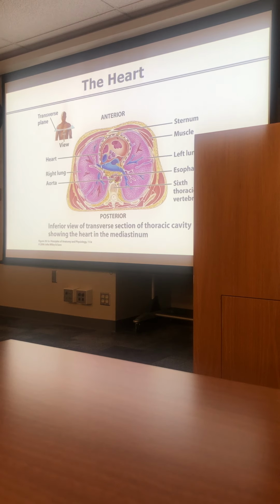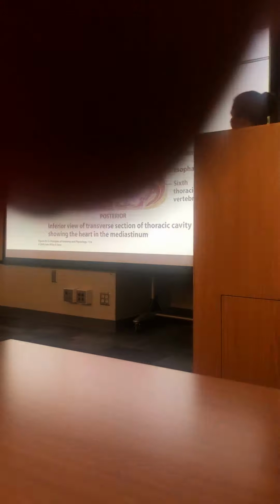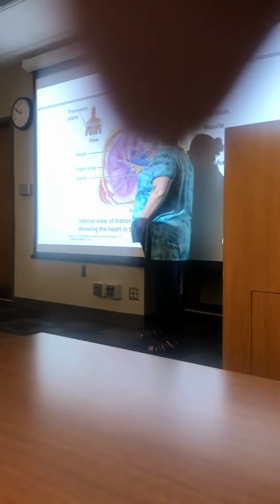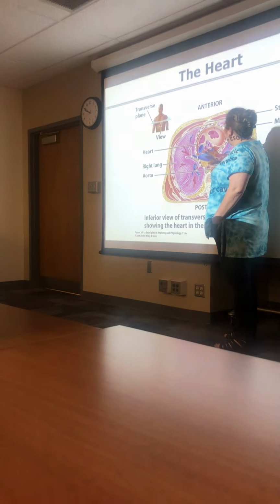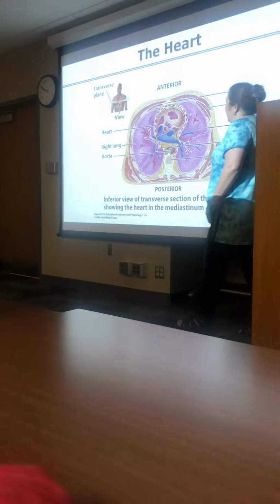So this is going to be looking at a transverse section of the thoracic cavity, and when we look at the thoracic cavity, it's divided into the two pleural cavities found laterally, and then we have the mediastinum, which is going to be outlined by this dotted line. You can see there's a lot of different things located in that mediastinum, but included in that mediastinum is going to be the pericardial cavity, which is going to house the heart.